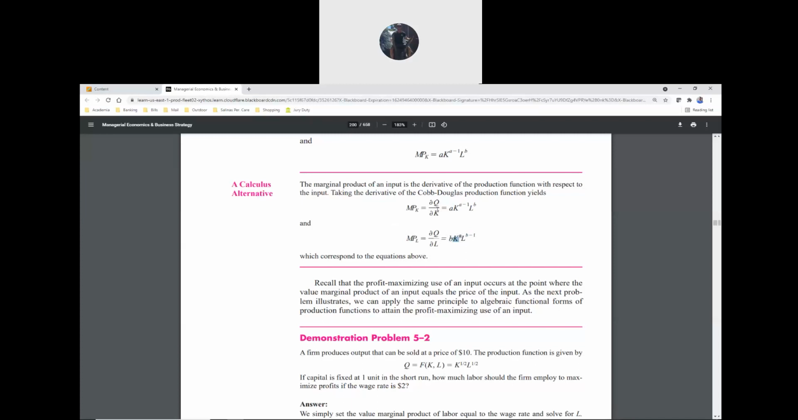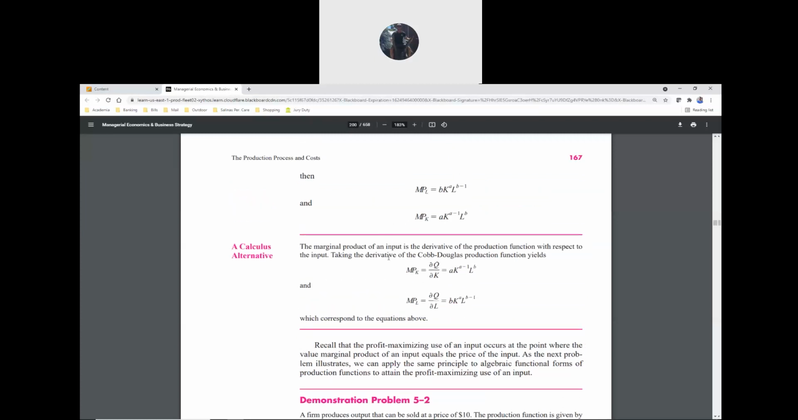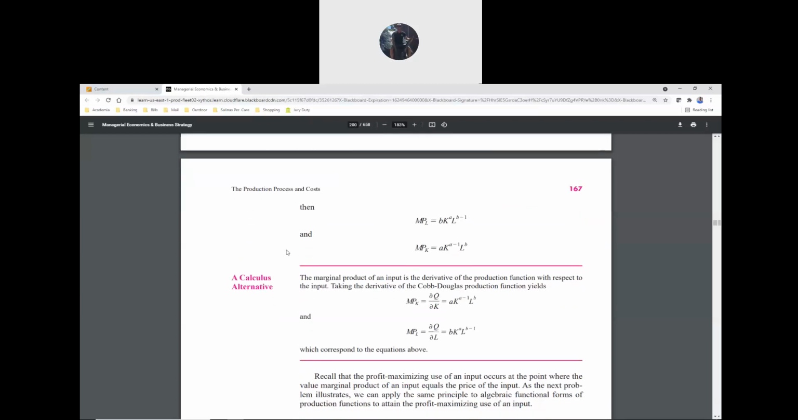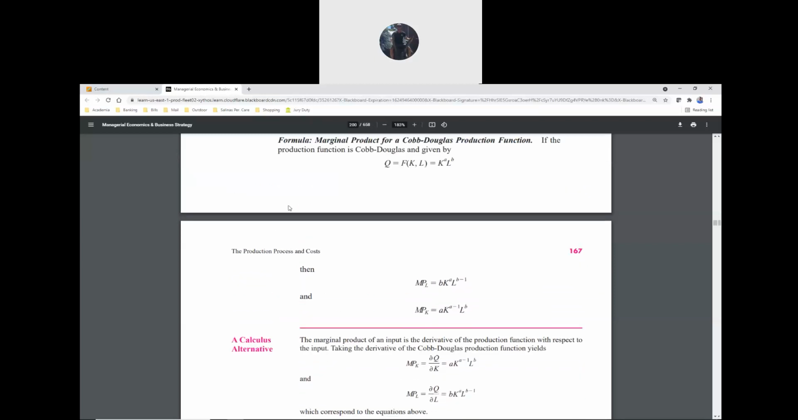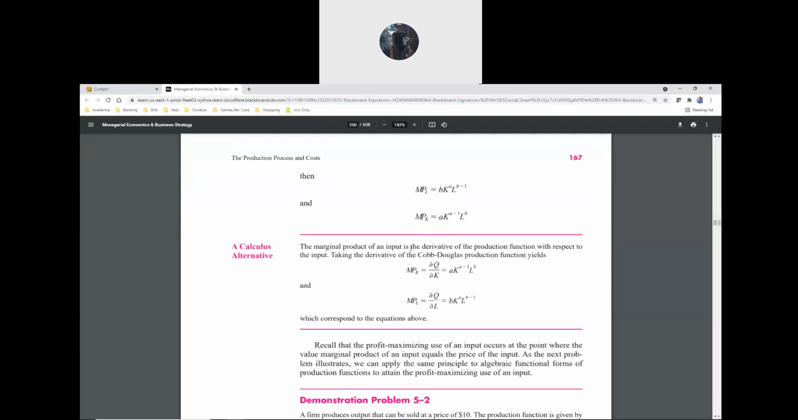Okay, so the MPK becomes A times K raised to the A minus 1 times L raised to the B, and the MPL becomes B times K to the A, L raised to the B minus 1. So it's your choice here, but when we do problems and examples, either just stick with the formula and plug in your numbers, or if you're familiar with doing it this way, just go ahead and take a simple partial derivative of the production function with respect to each input.